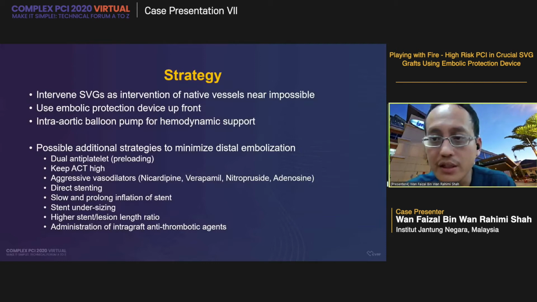We know the EF is impaired at 33%, so we decided on at least hemodynamic support with an intra-aortic balloon pump. And when dealing with diseased grafts, obviously we always need to think about additional strategies to minimize embolization. Some of the additional things that we use are keeping the ACT high, using aggressive vasodilatation, direct stenting, and slow and prolonged inflation. All the steps listed there can be used to minimize this embolization.